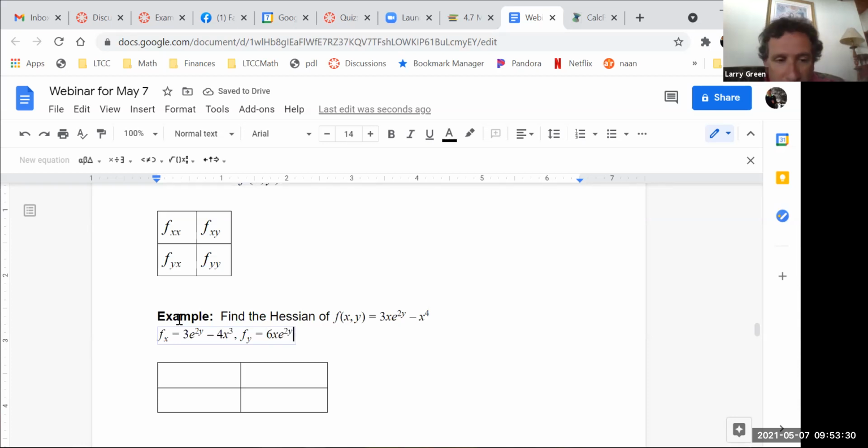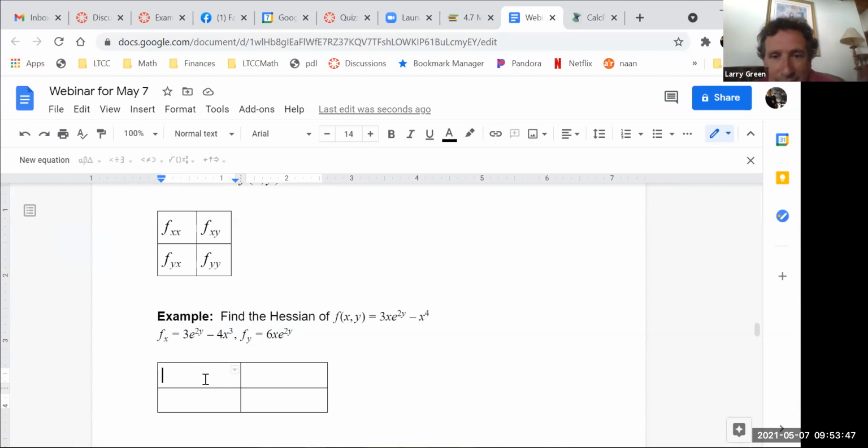So that helps. Okay, so if we want the xx coordinate, we take another derivative with respect to x of f sub x. The 3e to the 2y goes away, and the derivative of negative 4x cubed with respect to x is negative 12x squared. Okay, how about fxy?